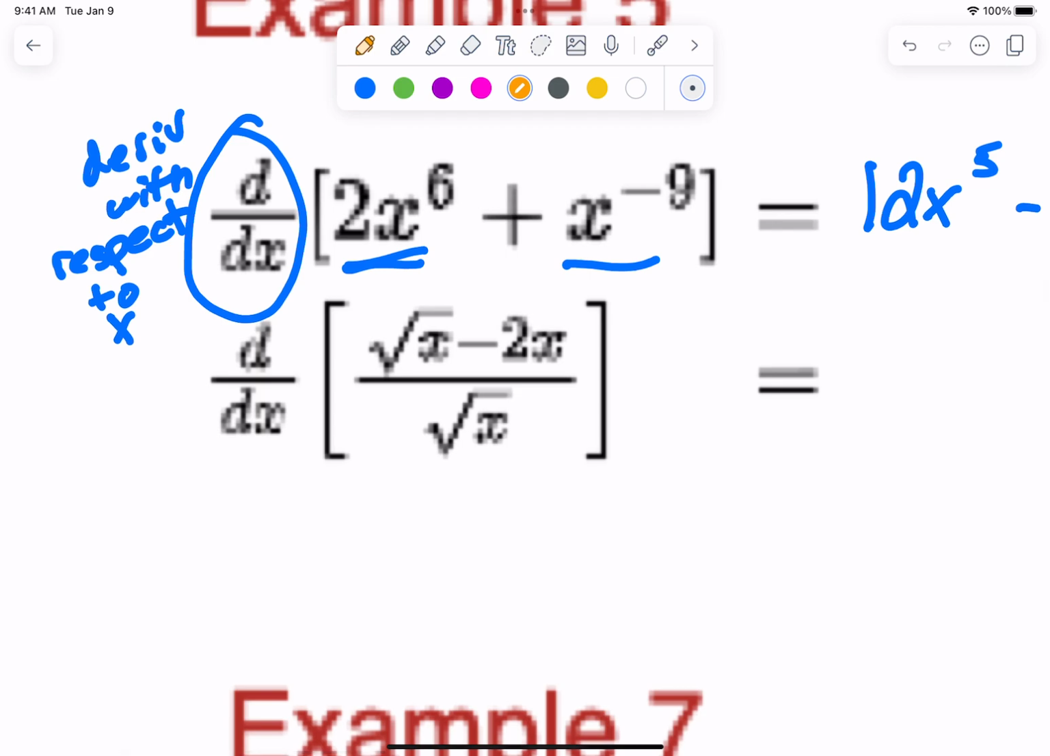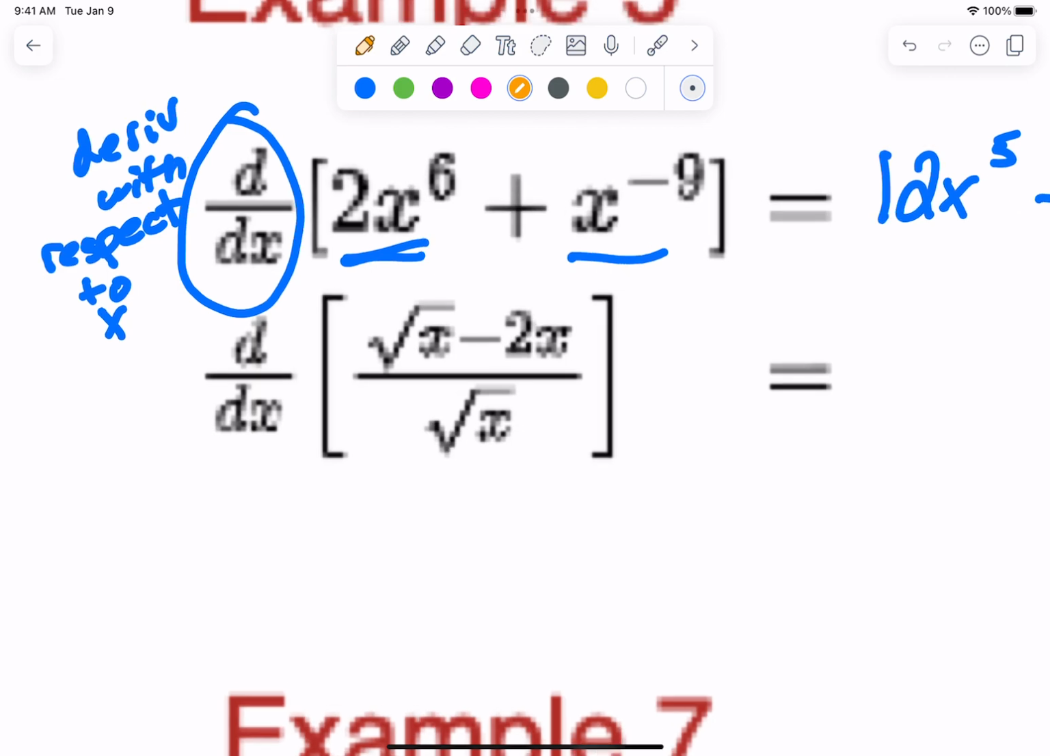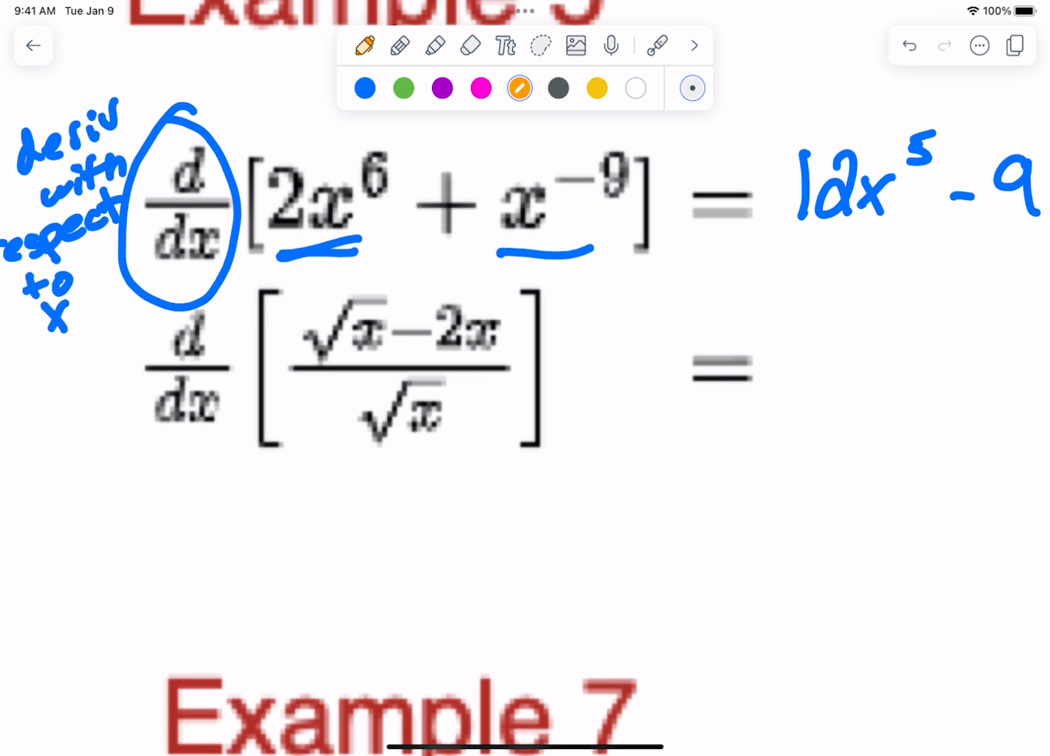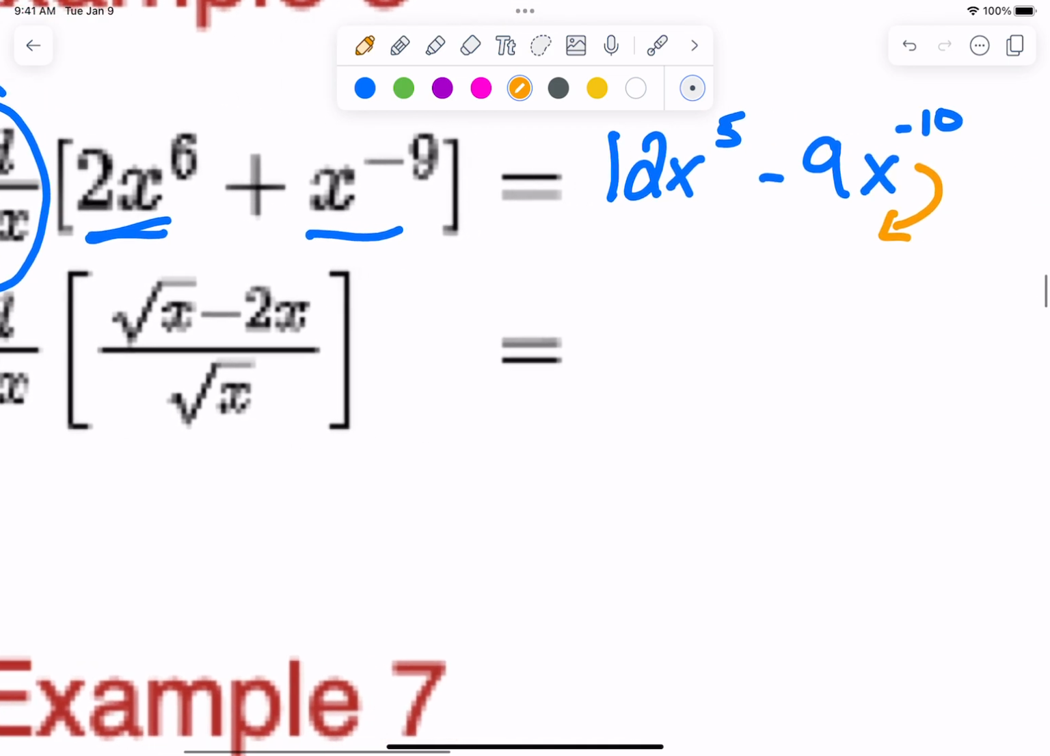You have to do some simplifying before we can. We're not done? No, this is the next one. This is an altogether different problem. So we're taking the derivative. Let's do this: the square root of x over the square root of x minus 2x over the square root of x. Can it not just cancel? The square root of x. You betcha.